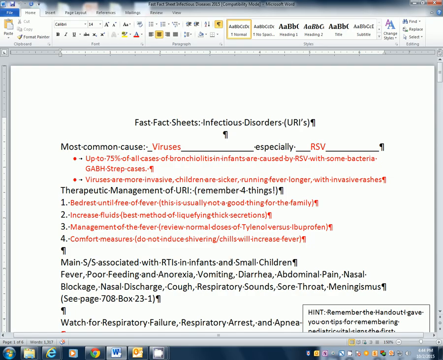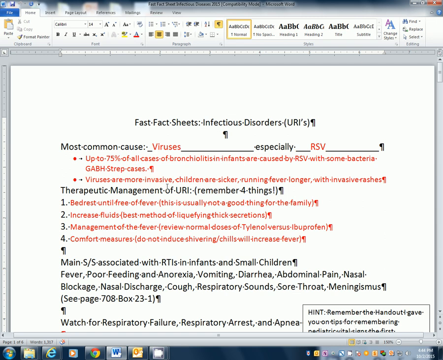All right, fast fact sheets, upper respiratory infections. The most common respiratory infections are viruses, especially RSV, respiratory syncytial virus. In fact, up to 75% of all cases of bronchiolitis is caused by RSV. Now, there's also some bacteria like your gram positive beta hemolytic strep that's out there, but the most common is your bronchiolitis.